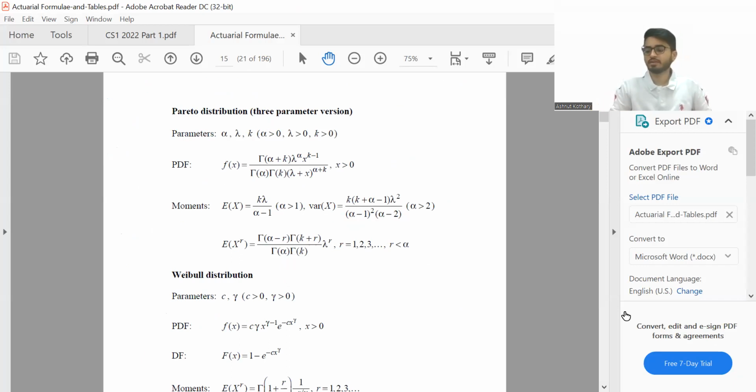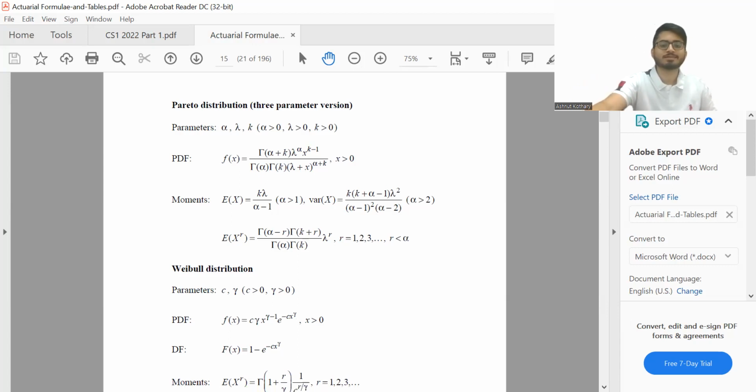So the structure is given in this form: gamma of alpha plus k, lambda to the power alpha, x to the power k minus 1, over gamma alpha, gamma k, lambda plus x, whole to the power alpha plus k. When we put k as 1, it will reduce down to nothing but the 2-parameter Pareto distribution. Its moments, variance, expectation, x to the power r again is given. So this was 3-parameter Pareto.